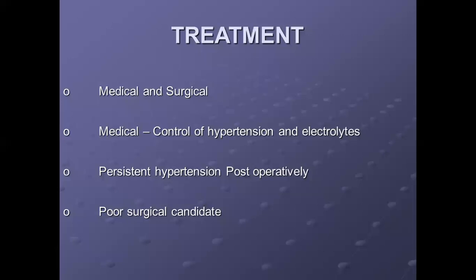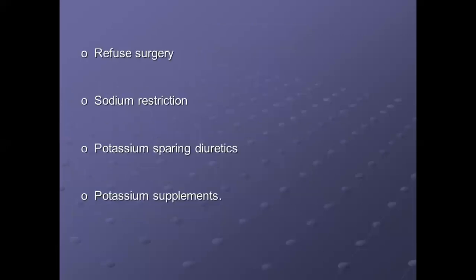Medical treatment controls hypertension and electrolytes. If the patient has persistent hypertension post-operatively, and unfortunately some patients develop persistent hypertension, then we have to give this therapy, but definitely the dose decreases. For poor surgical candidates, not fit for surgery or reluctant for surgery, you have to go for medical treatment. So if they refuse surgery, what you do is sodium restriction, and a potassium-sparing diuretic, spironolactone, should be given. This is the drug of choice. Potassium supplement should be given as well, and if you have doubts initially, you add the potassium-sparing diuretic.